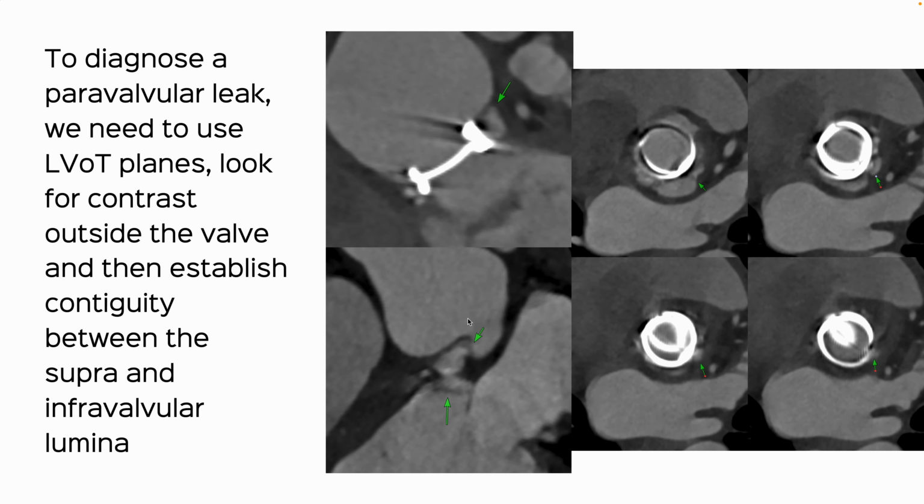But fundamentally, to diagnose a paravalvular leak, if it's the mitral valve, then the planes are different, but whatever it is, you need to be R phase. So if it's the aortic valve, then you need the LVOT view here. You have to look for contrast outside, and then you have to confirm that there is contiguity between the two lumina, which is done on these transaxial images and then reconfirmed here. So this is an image which is perpendicular to this in a parasagittal LVOT view, and so that tells us that we have a paravalvular leak.